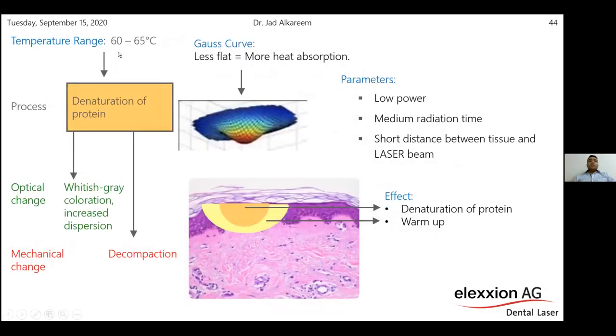Then if the temperature is increased from 60 up to 65, we will have a denaturation of the protein. You will start to see a white or grayish white color on the tissue, and then the tissue will start to tear up. The parameters were also low, but not very low, I can say medium parameters. The application time was also a medium radiation time, and the distance between the laser source and the tissue was much closer compared to the last slide.